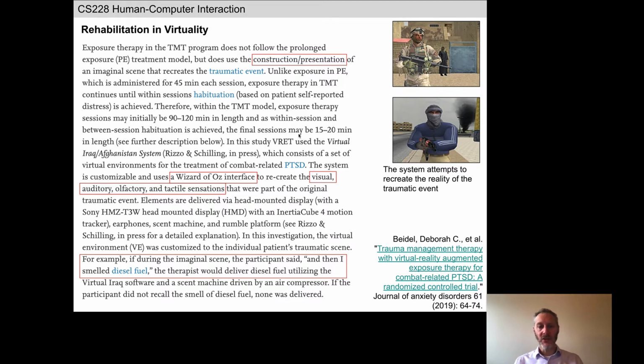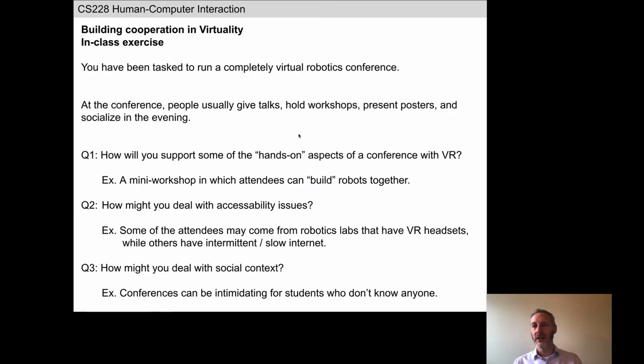Okay, so to finish our lecture on virtual reality, just a quick couple-minute in-class exercise here. Let's imagine that you've been tasked to run a completely virtual robotics conference. As you can imagine, this past year, all the academic conferences that used to be held in person were all held remotely. I was the organizer of a conference this past summer where we had 350 participants, and most of the participants were roboticists. It was very difficult to recreate the common experience at a conference.